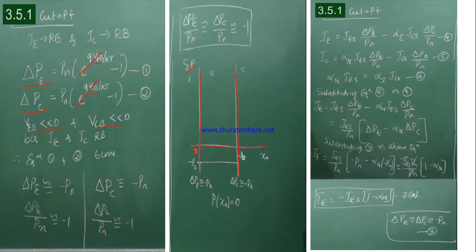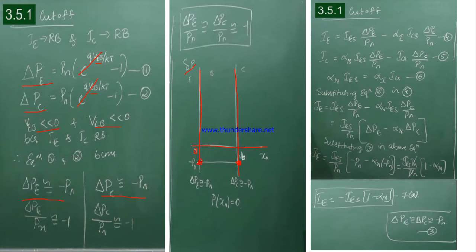Now at the emitter junction, we know the hole concentration, this one is the excess hole concentration, that value is minus Pn. So at the emitter junction the hole concentration is nothing but below 0, somewhere here, that will be the minus Pn. Similarly at the collector junction also the hole concentration is minus Pn, that is below 0. So that is exactly here.